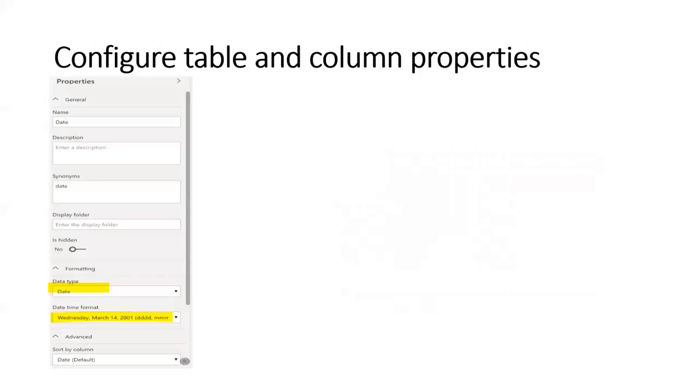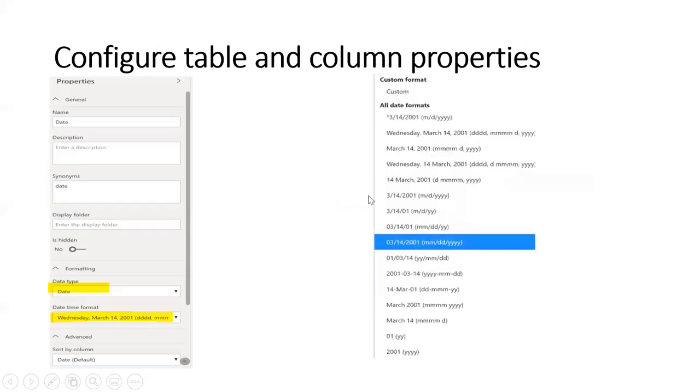Its properties, column tools and column properties. So how can we configure this? Let's say this is a date column, we have a data type, we can specify the data type, and its format as well. There are different formats as well, and based on the format we want, we can select it from here.